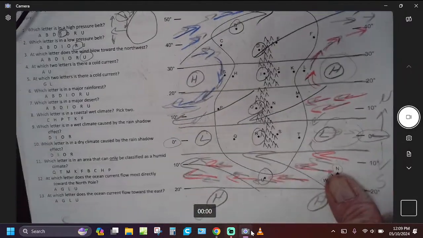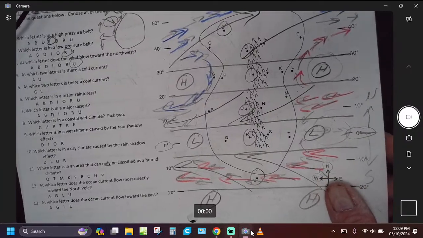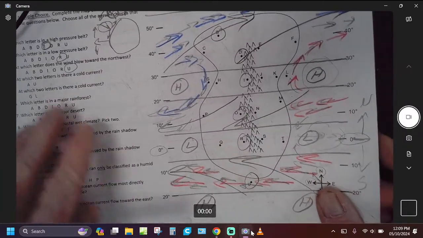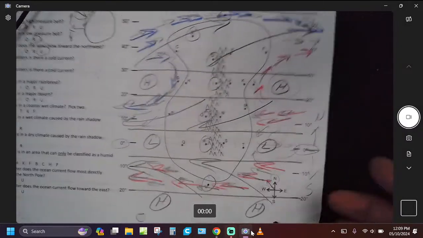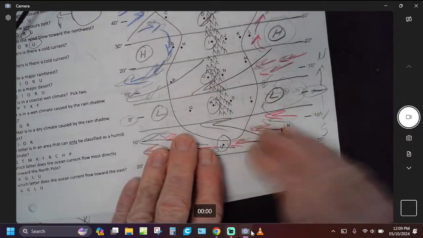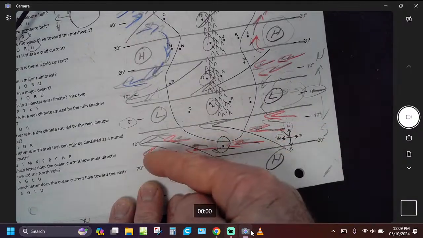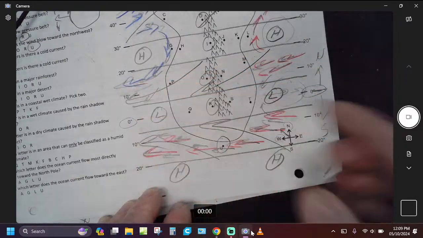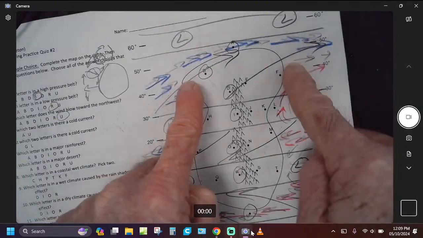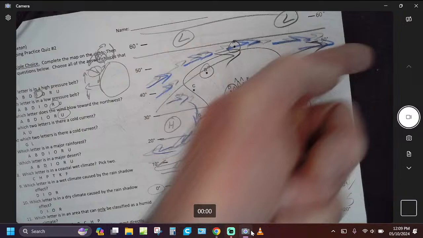All right. Then the currents. I didn't explain about the currents, so I don't want to do those yet. But here's how you do the currents. You just look at the way the wind blows. Here, the wind is blowing to the left, so the currents go to the left. Here, the wind is blowing to the left, so the currents go to the left. Here, the wind is blowing to the right, so the currents go to the right.